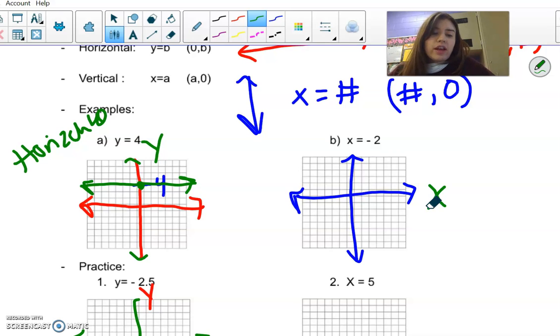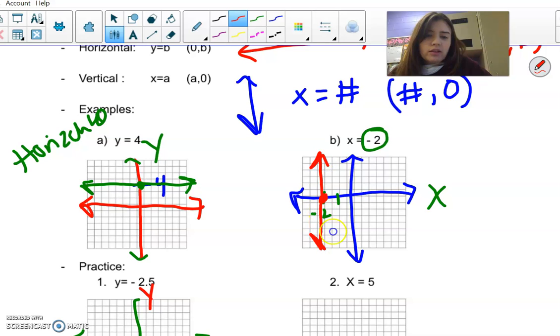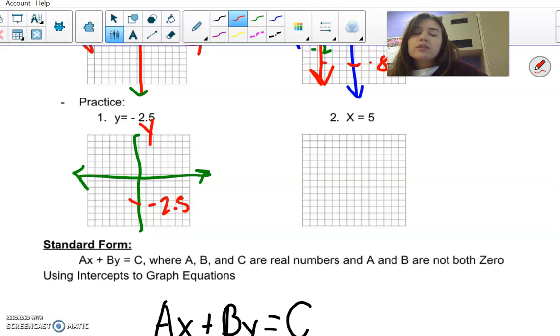And so what are we looking for in the x-axis? Negative 2 is right here. We're going to draw our point at negative 2, 0. And that's a vertical line. So basically what this says is that no matter what y value you're at, whether it's 5 or negative 8, that point is going to be lined up with negative 2 every time. And then it'll be just vice versa for a horizontal line.